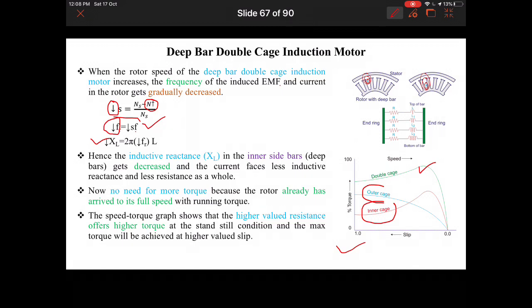This is the torque slip characteristic for the double cage induction motor. As we can see, the outer cage provides the maximum torque at one instant while the inner cage provides it at a different instant. Therefore, the resultant maximum torque will be less in the deep bar double cage induction motor as compared to the single cage induction motor.